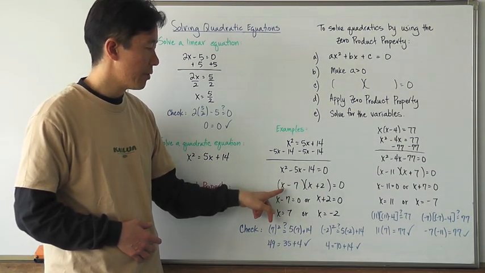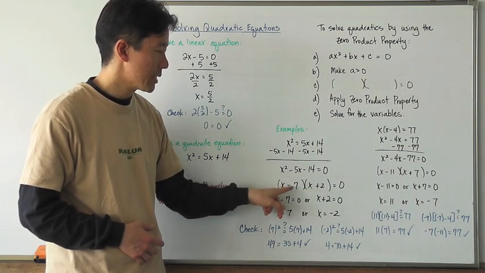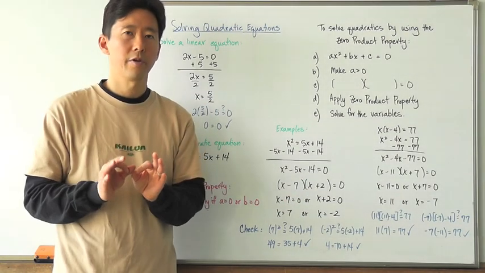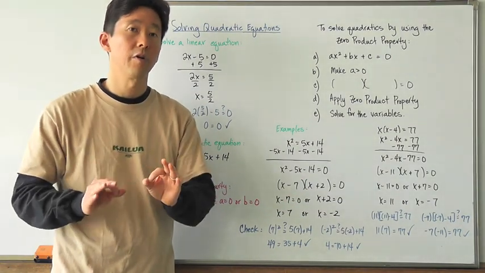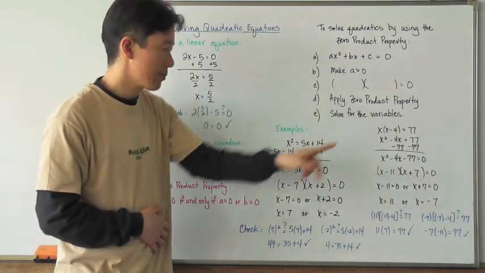And sure enough, if we use FOIL, that's x squared minus 7x plus 2x, that's minus 5x, and negative 7 times positive 2 is negative 14. So you know your factorization is correct. So move on. Now once we have that, we're going to apply the zero product property.